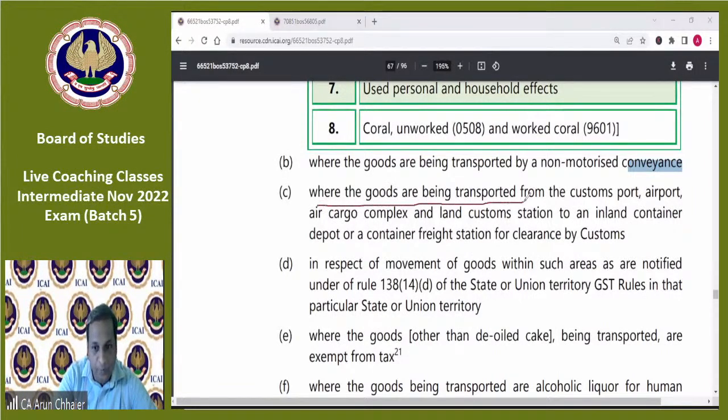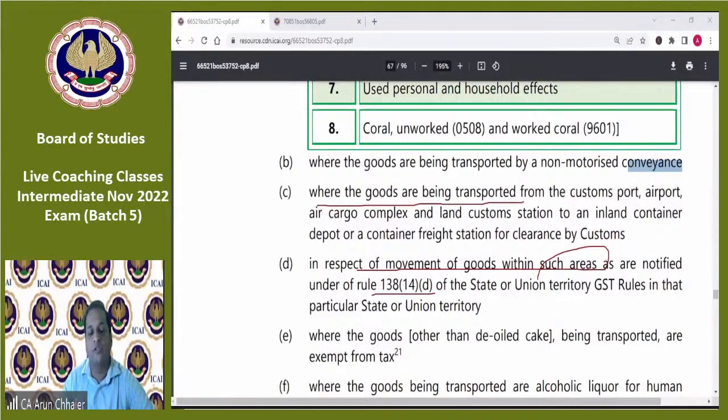Where the goods are being transferred, in respect of the movement of goods within such area as notified in 138.14D of the state, in that particular state or union territory. Like I was giving the example that Bihar earlier was saying 2 lakh, now they are saying 1 lakh. That for movement of goods up to 1 lakh, there is no e-way bill required. So in that case, the CGST rule is saying 50,000, but for intrastate movement, can there be a different rule? Answer is yes.